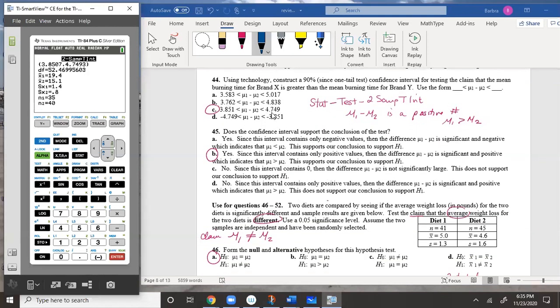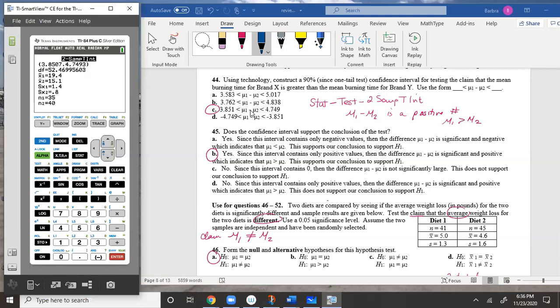So notice that both intervals, both the low number and the high number, are positive. So there's no way for 0 to be in the interval. That means the difference between these two means is going to be a positive difference. That means mu1 is greater than mu2, right? So if we subtract these numbers and get a positive number, we can definitely say that mu1 is greater than mu2. And we know this because 0 is not inside this interval.